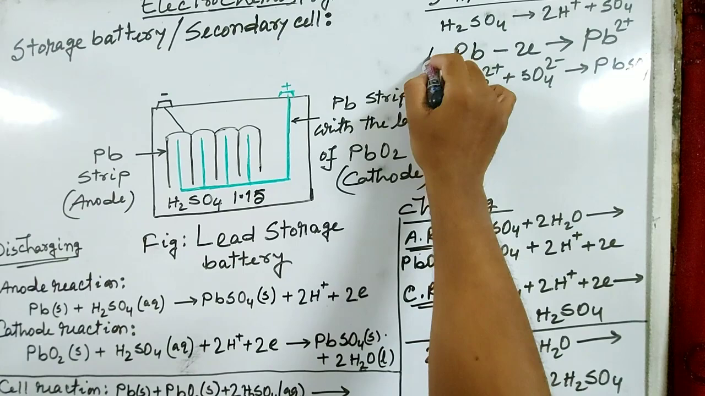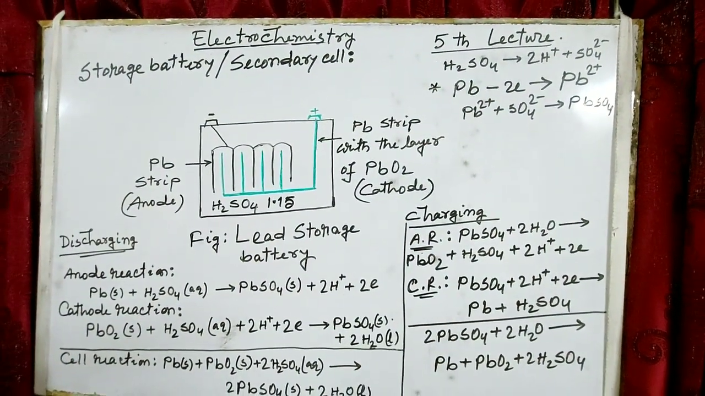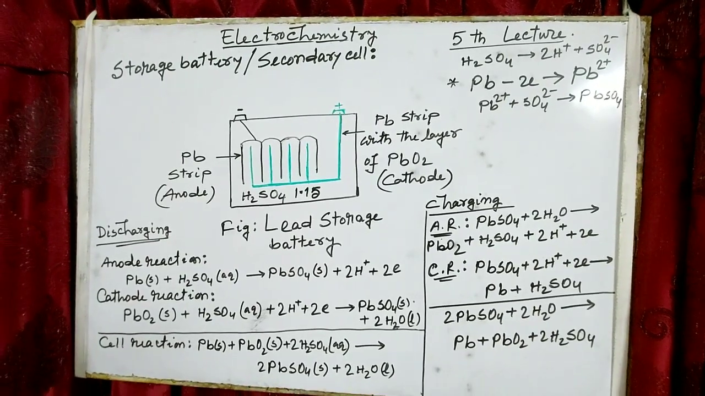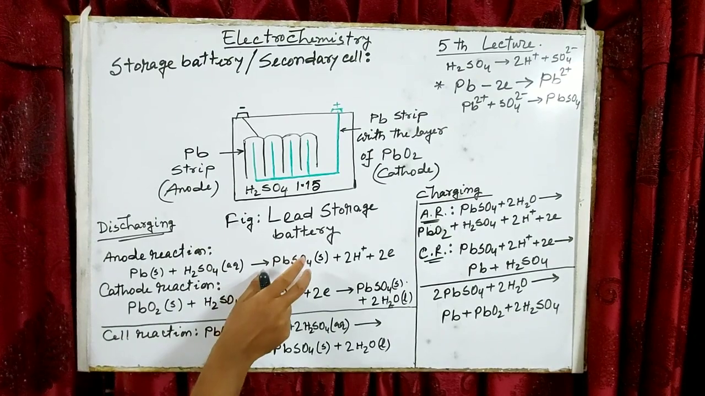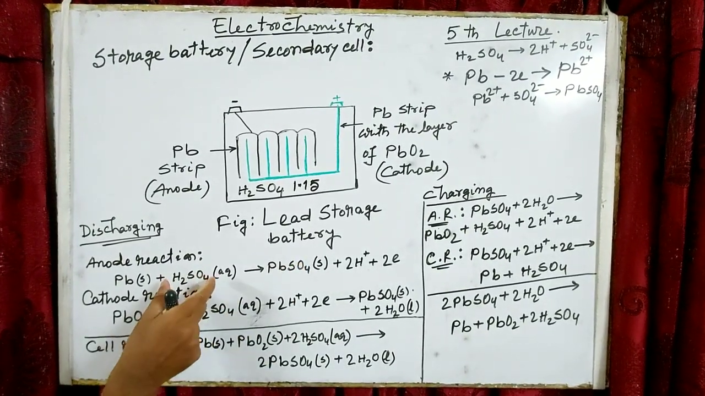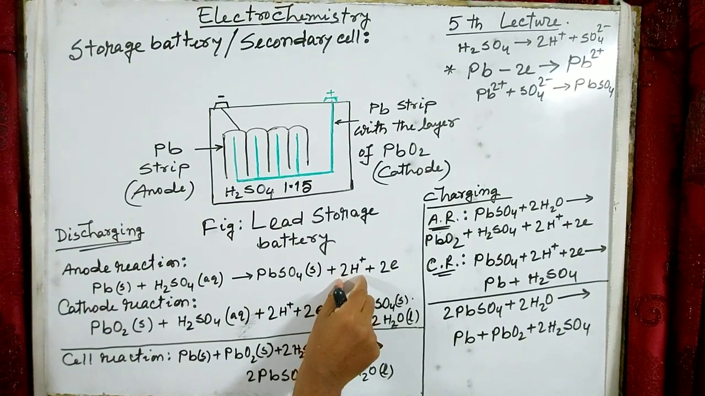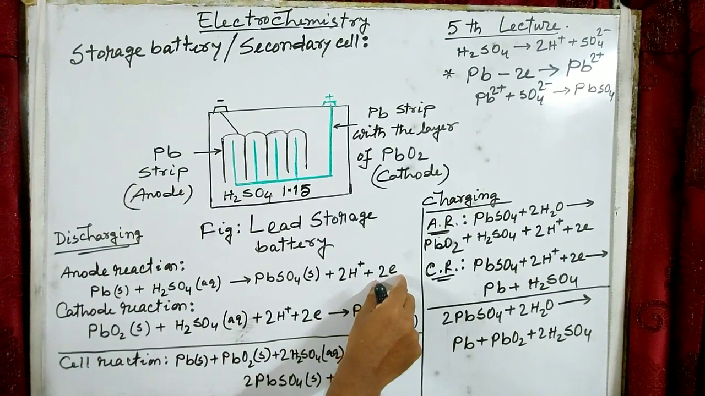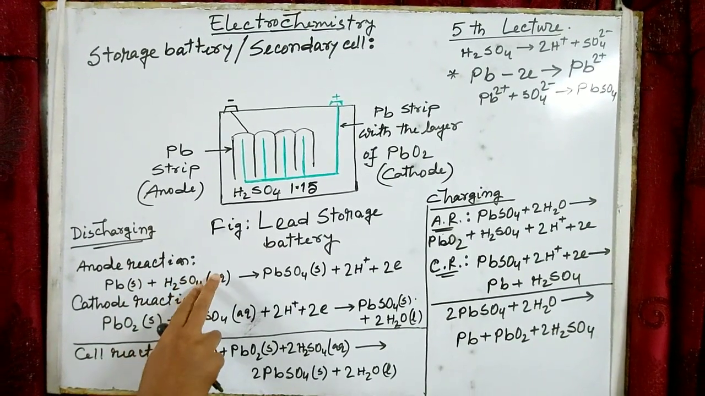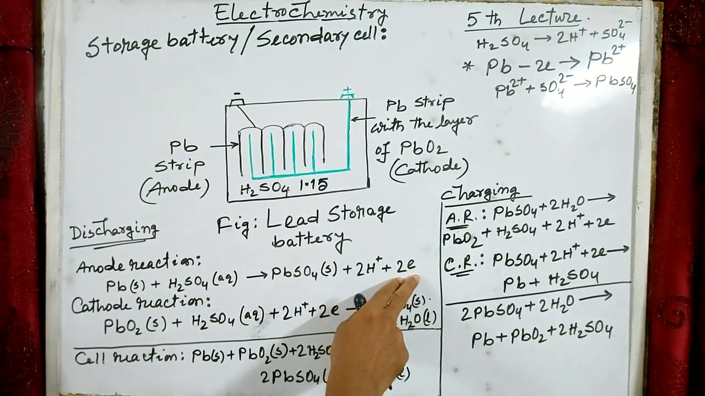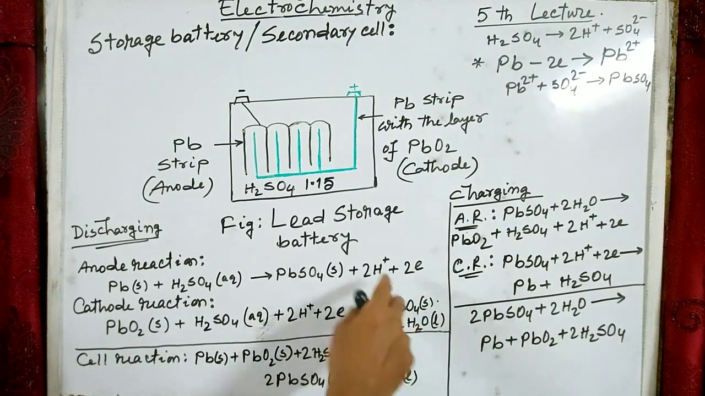This reaction occurs in the anode. So in the anode reaction, I can write lead plus sulfuric acid equals lead sulfate, and from sulfuric acid 2 hydrogen ions are produced and 2 electrons are released by lead. I mean Pb minus 2 electrons, but I have written 2 electrons at the right side. That's why it is plus 2 electrons.